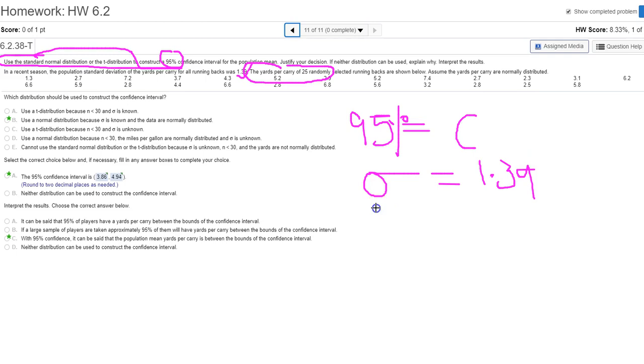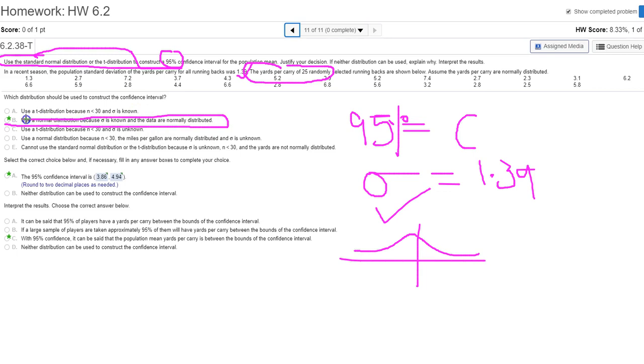So I do have the population standard deviation, and they did tell me that they're normally distributed. So the only option here I have is to use a normal distribution, which is the Z distribution, because if I did not have the population standard deviation, then I would use a T. But because I have this, I'm simply going to go ahead and use my Z. So let's see how that's done.